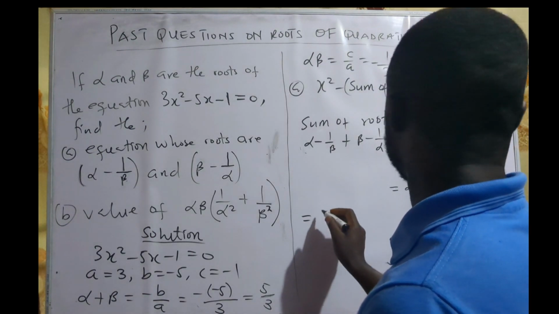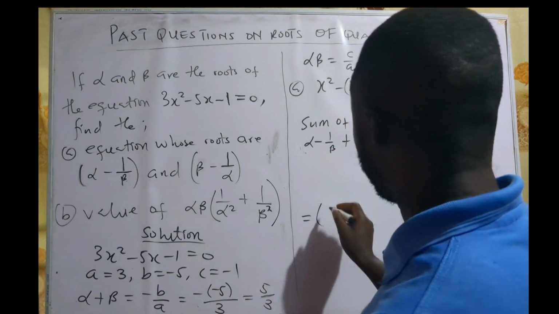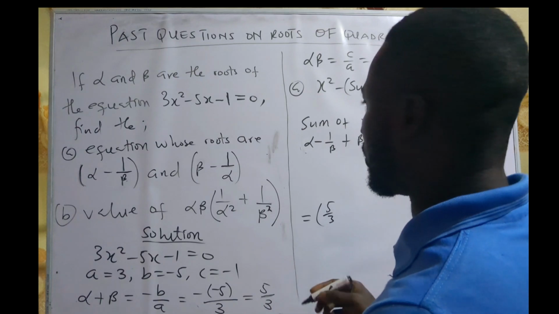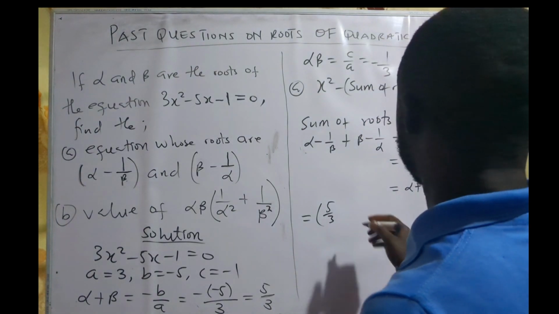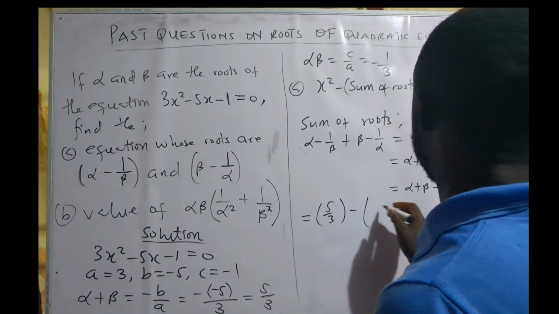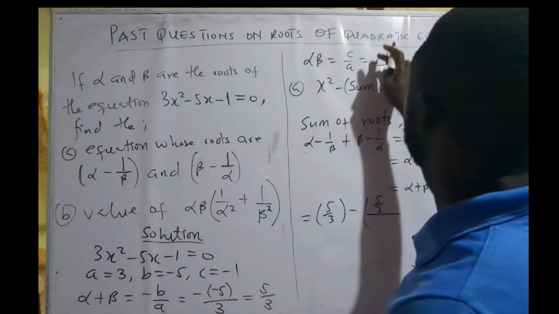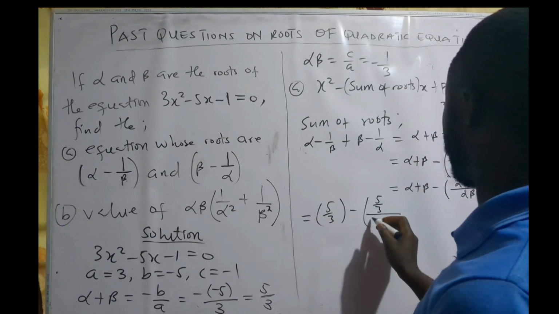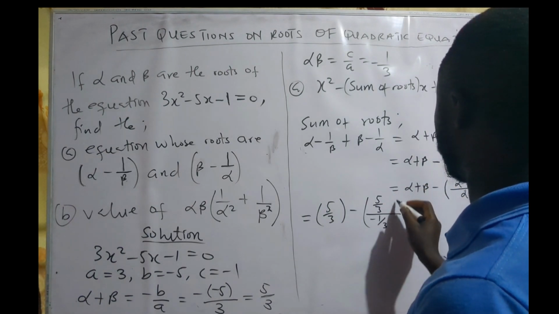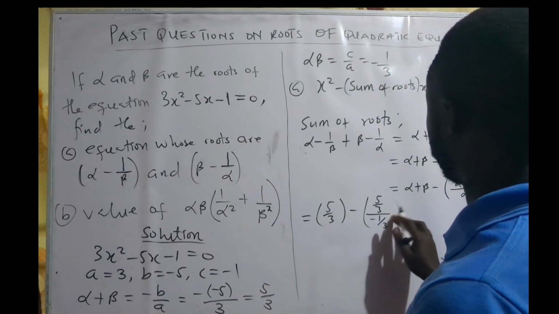So let's do substitution. Alpha plus beta will give us what? 5 over 3. Alright. Then minus alpha plus beta, 5 on 3, all divided by alpha beta, which is minus 1 over 3. Okay, so this is what we have here.